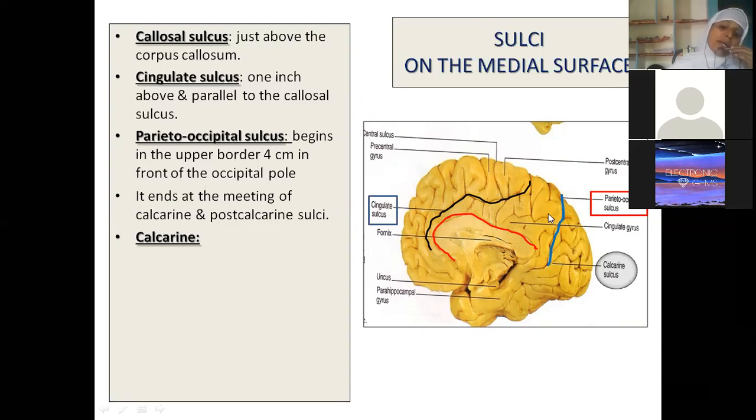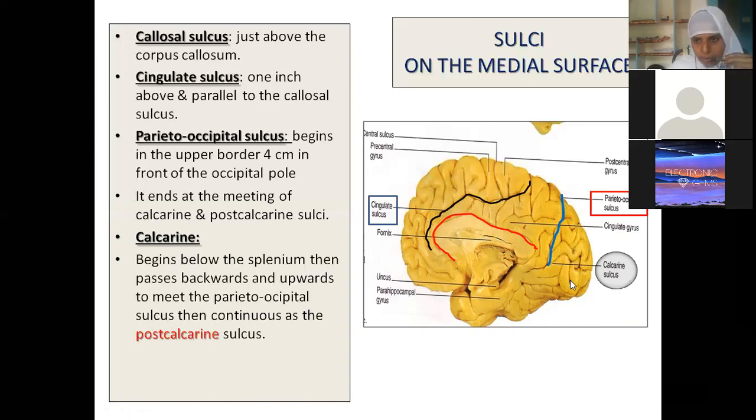I told you it was incomplete on the superolateral surface, but on the medial surface it's quite complete. It begins in the upper border, 4 centimeters in front of the occipital pole. It ends at the meeting of this sulcus, which is quite deep and complete here, and is actually called the calcarine sulcus. So it is coming and meeting the calcarine and also the post-calcarine sulci. Okay, these 2 lines.